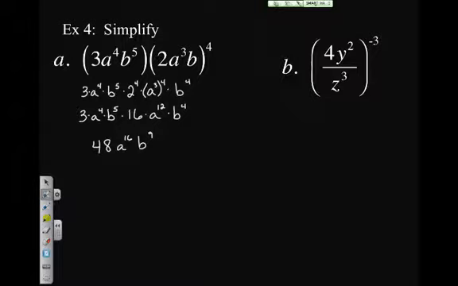For part B, again, we've got a fraction. That negative 3 goes with each thing inside the parentheses.